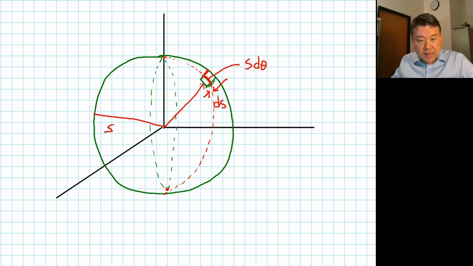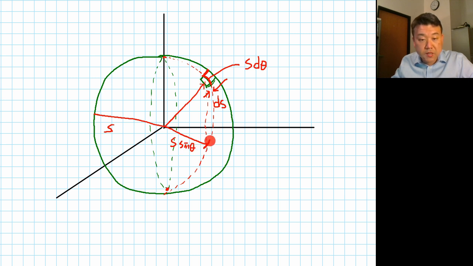Now, the length of this side is a little bit trickier. You have to imagine taking a projection of all of this onto the xy plane. So let's say this is the xy plane, and that length that I have drawn up there is represented by this. Here the radius is actually not s. Here the radius is s sine theta.